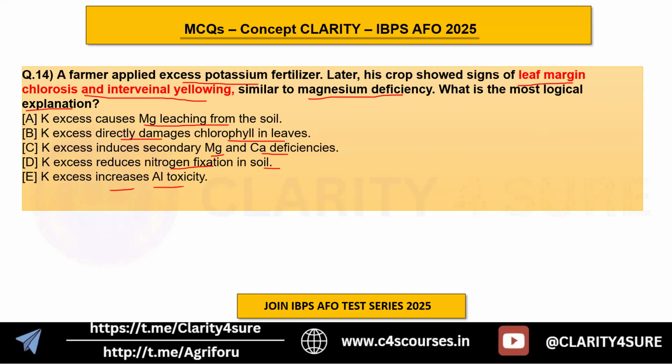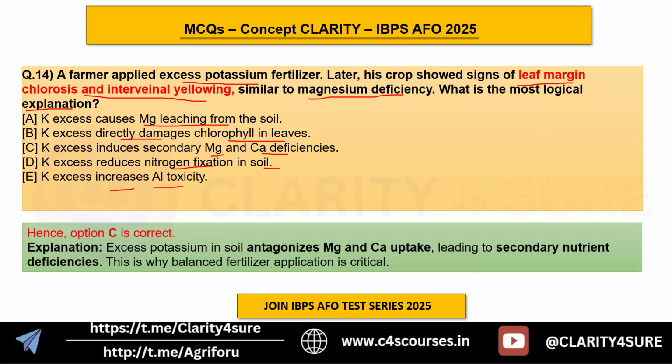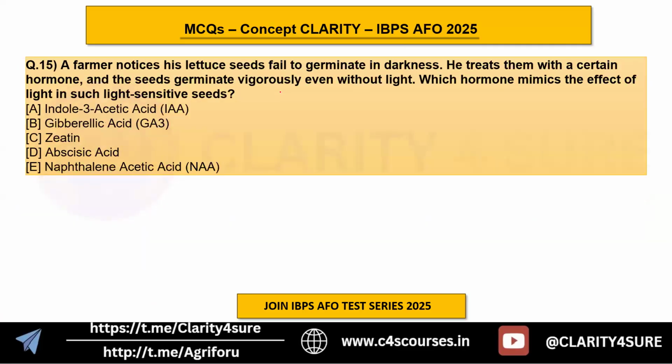The correct option for this question would be option C, potassium excess induces secondary magnesium and calcium deficiency, because they have an antagonistic effect. Potassium in the soil antagonizes the magnesium and calcium uptake, leading to secondary nutrient deficiencies. This is why balanced nutrient fertilizer application is critical. So this is it. Next question.